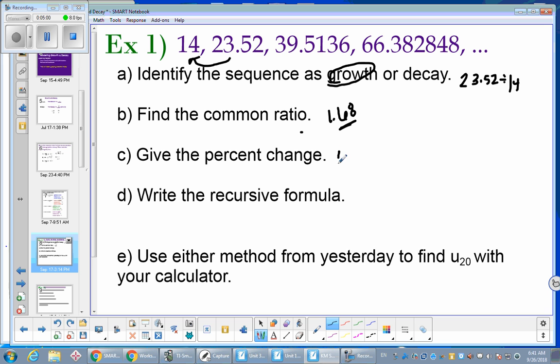The extra on growth is what we look for, so it grew by 68%. So now we need to remember our recursive formulas. They always start with U0 or U1. When it's a list, we use U1. And then they always do Un equals Un minus 1.